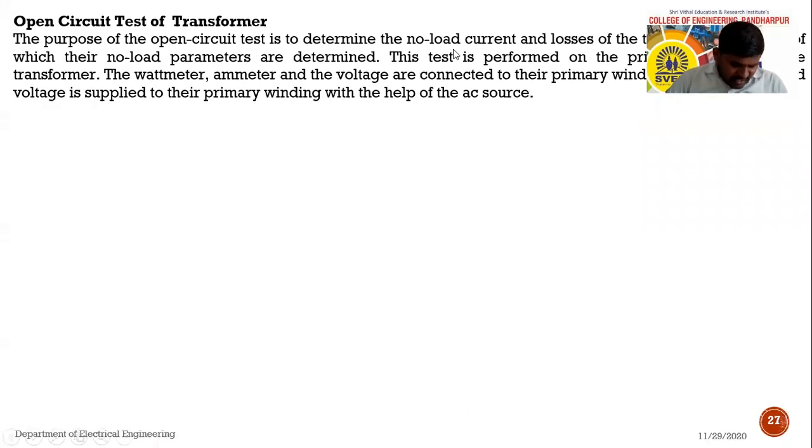Okay, let it be. See, the purpose of the open circuit test is to determine the no load losses. We have already discussed this many times. The purpose of the open circuit test is to determine the no load losses and the no load current of the transformer, or the no load equivalent circuit parameters.